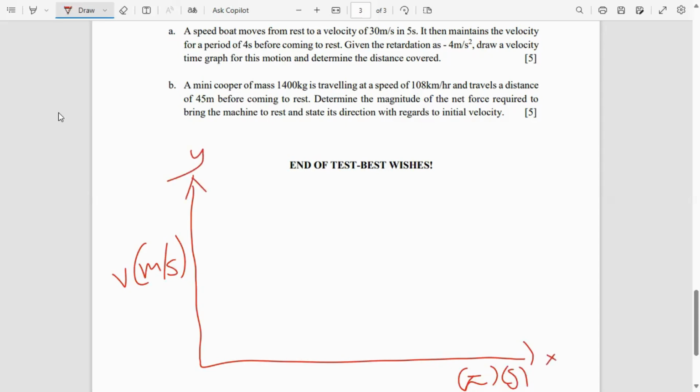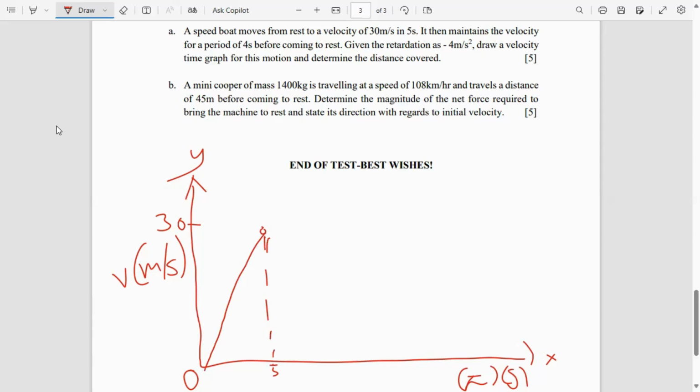So they've told us it is starting from rest, which means it's starting from 0 here. And it is going to a velocity of how much? Of 30. So I'll put my 30 somewhere there. So from 0 to 30, and how much time duration is this happening? This is happening in 5 seconds. So I'll put my 5 seconds somewhere there. So that means in 5 seconds, it reached a velocity of 30, which means my line will be like that. That is my first part of this movement.